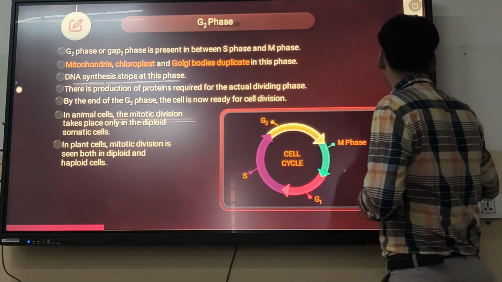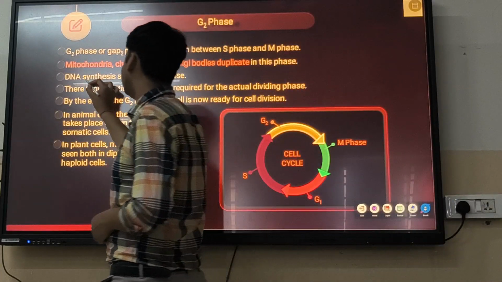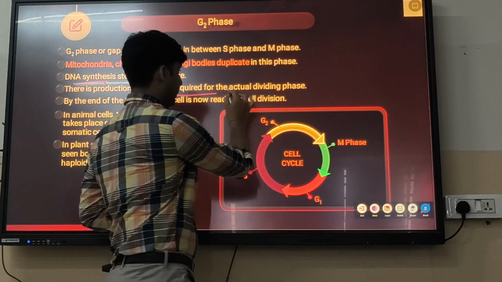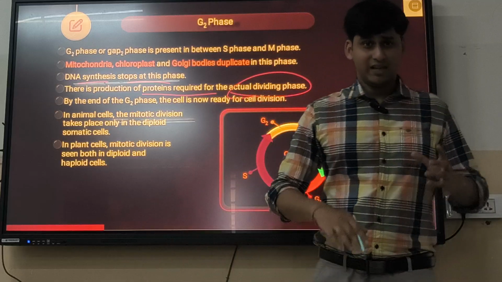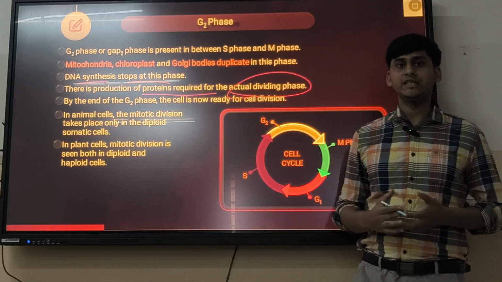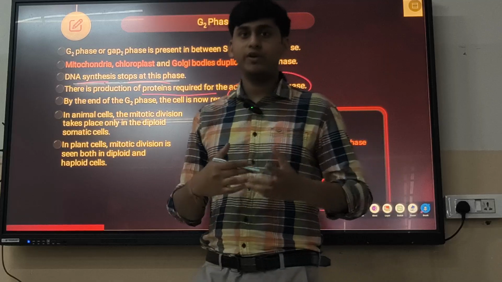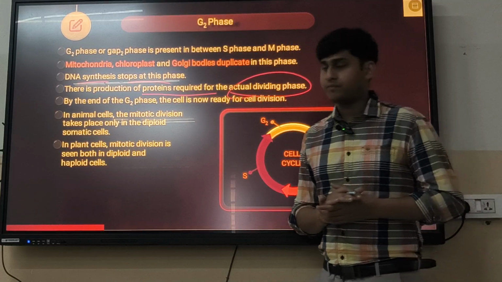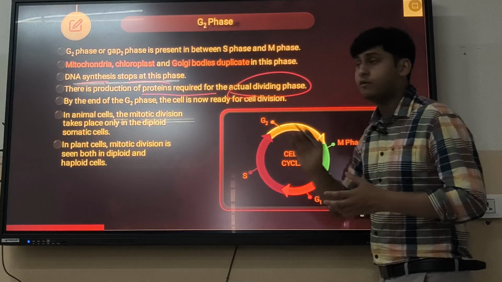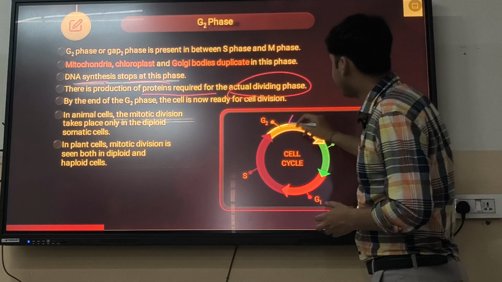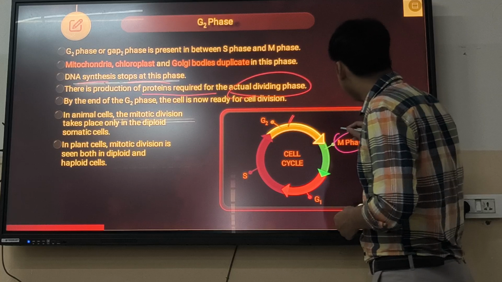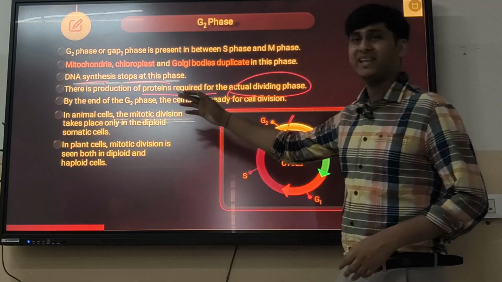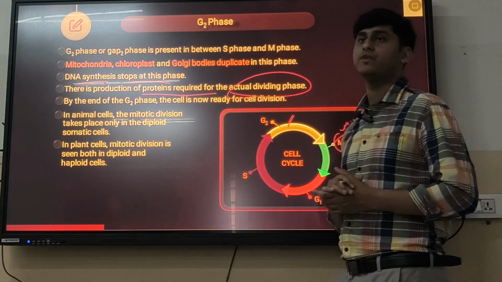See, DNA synthesis stops. What happens is the DNA synthesis stops. There is production of proteins required for the actual dividing phase. We will be studying about a few proteins that are associated with the mitotic phase where the chromosomes get separated. Okay. So the production of proteins starts in the G2 phase, which are required in the mitotic phase. Clear? By the end of the G2 phase, the cell is now ready for cell division.